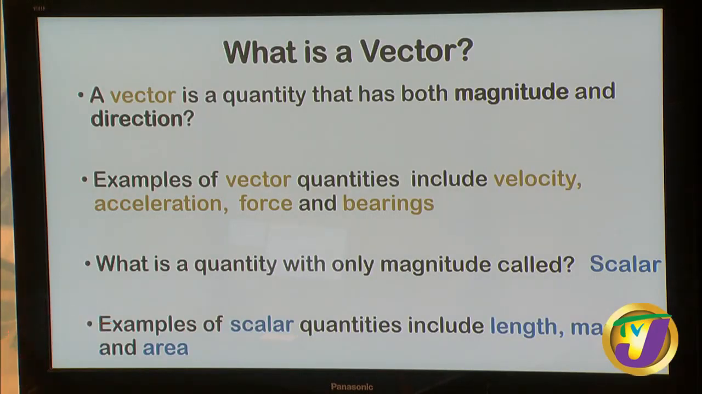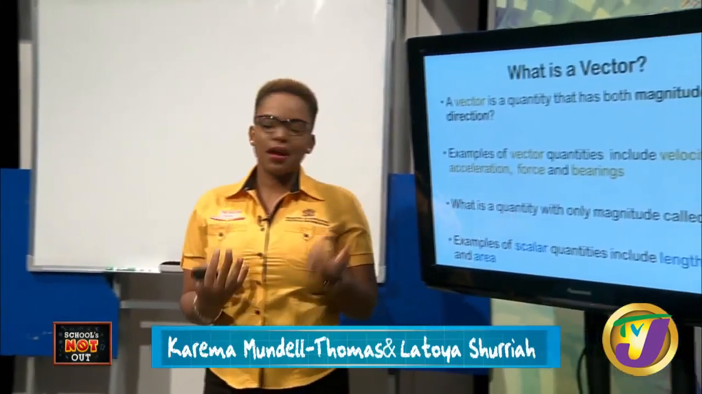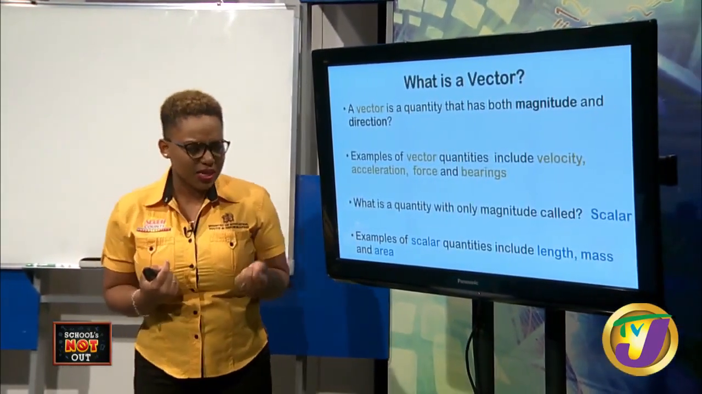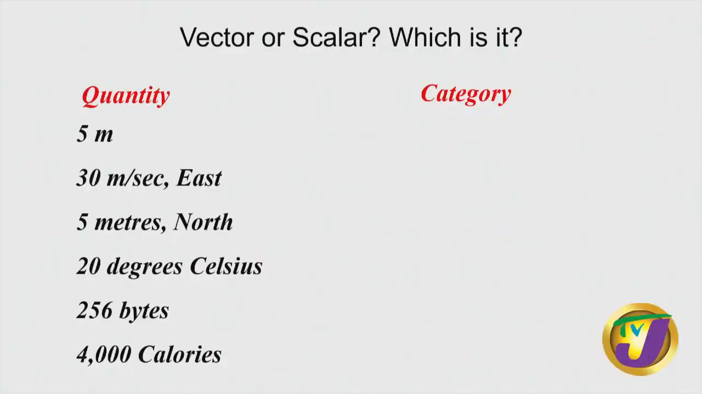So Karima, what's a vector and a scalar again? We said a vector is a quantity that has both magnitude and direction. And when we talk about a quantity that has only magnitude, we're talking about a scalar. Great. So we have vectors and scalar quantities. Excellent. So let's do a quick recap.